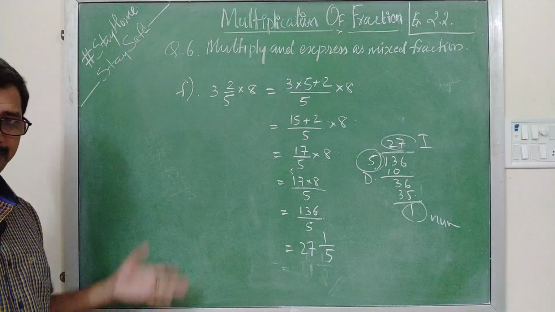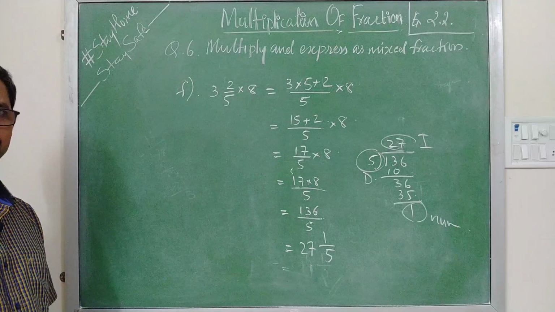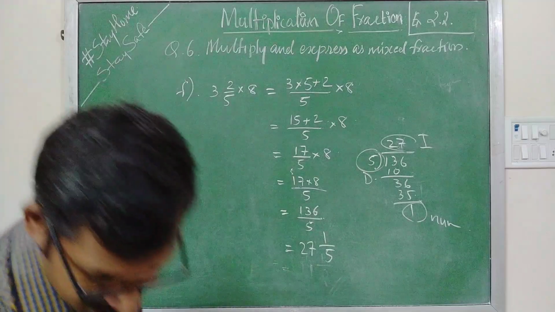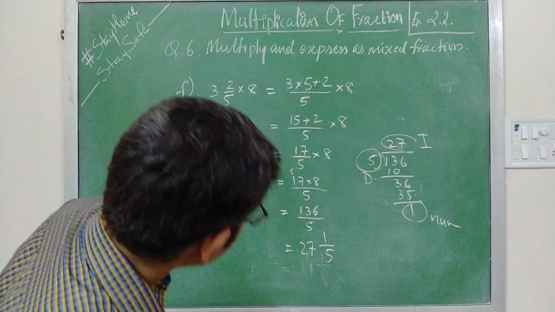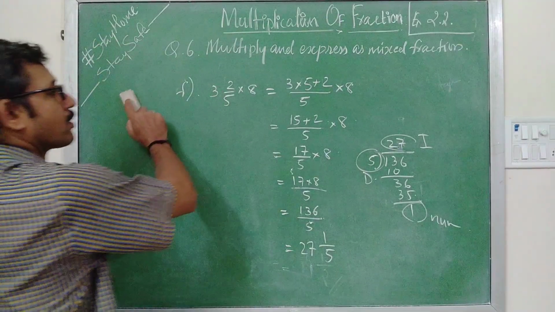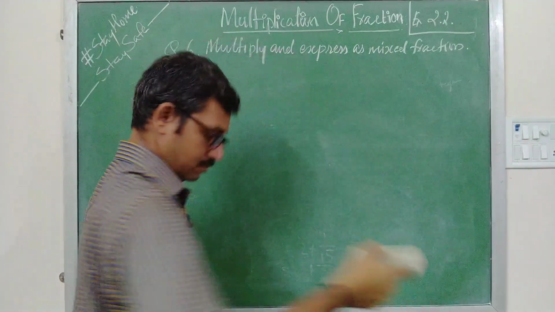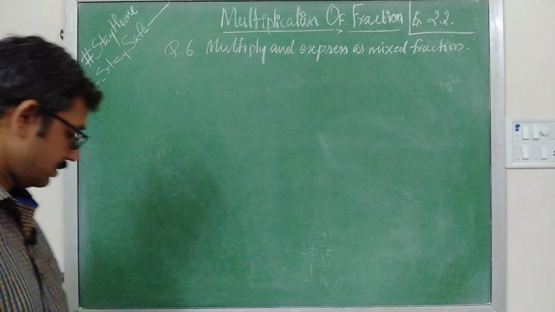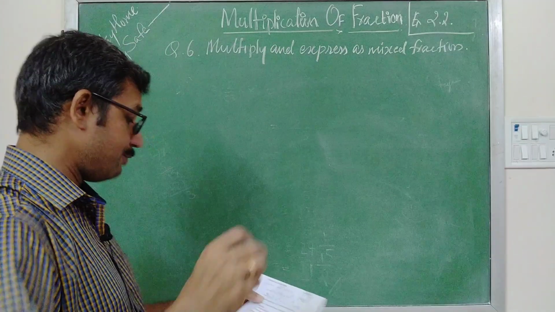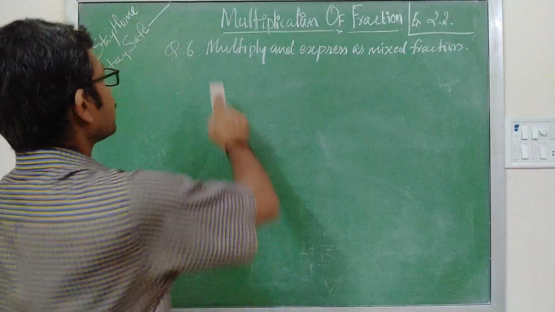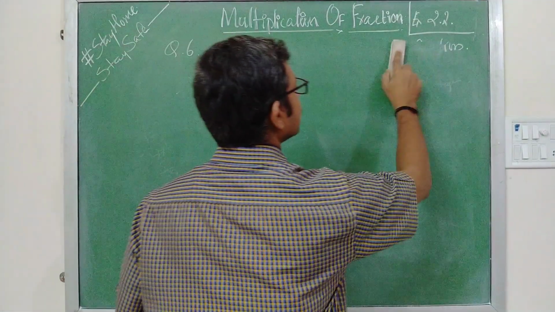You can take a screenshot. I hope you understand. So we will go to the other sum, the 7th one. Now here, the 7th sum. Here it is find the half of. Question number 7. So you will multiply.